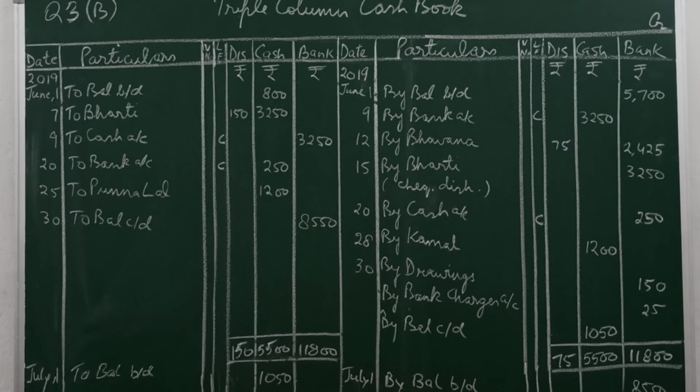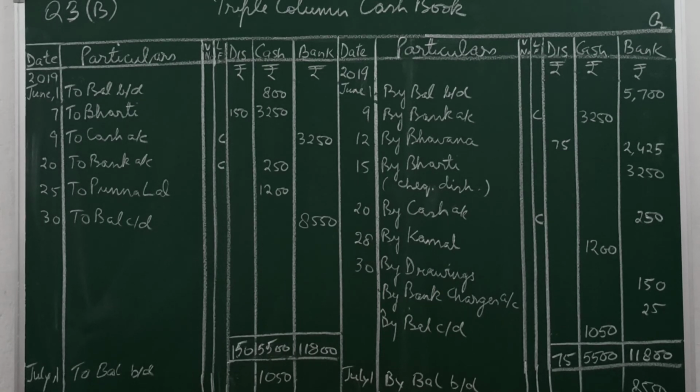Then you will balance, as I told you earlier. You will first add the cash column debit side and cash column credit side. The debit side should always be greater. Cash always shows a debit balance. So 5,500 is coming debit side and the total on the credit side is 4,450, which is less than the debit side. So you will write by balance carried forward on the credit side, shorter side 1,050.